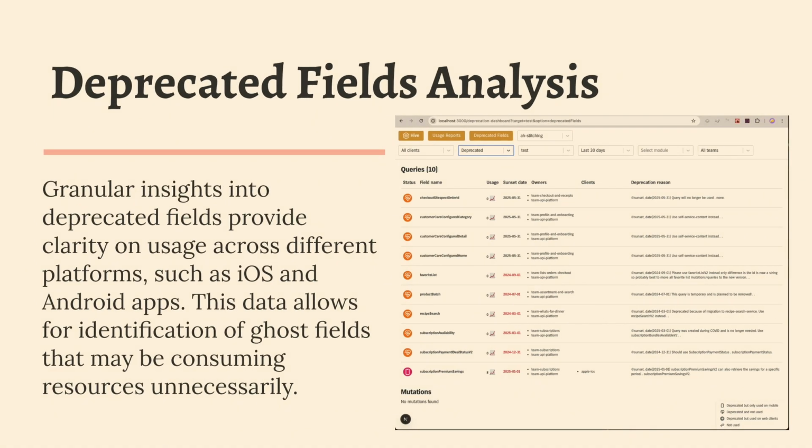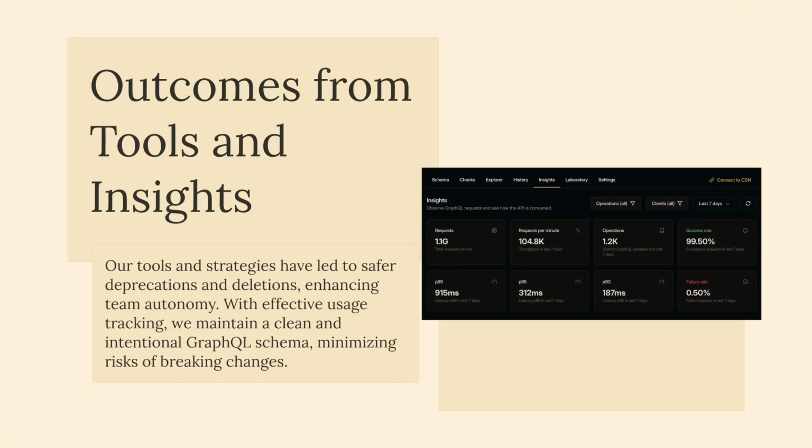This is a deprecated fields analysis. It's quite similar to what you just saw, with the exception that in this case it's fully dedicated to the field level, compared to the previous one, which was on the query level. As the outcome from the tools and the insights, it leads us to safer deprecation, and teams more autonomous since they know what they are doing. It also helps to keep the GraphQL schemas clean.